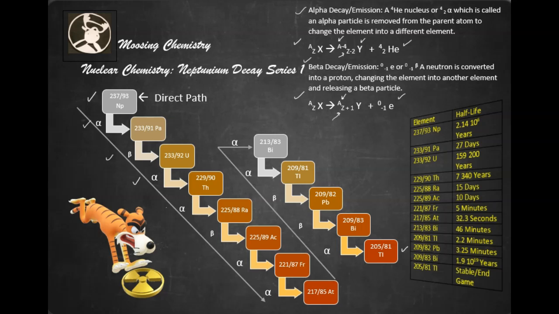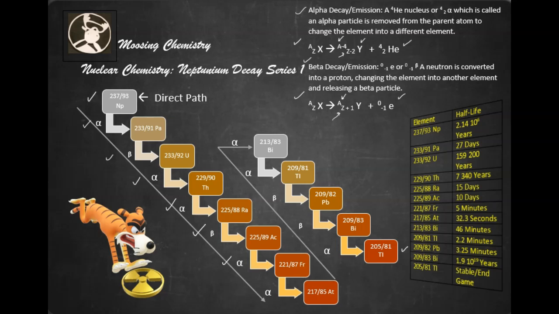Alright, thorium 229 undergoes alpha decay and becomes radium 225. Radium 225 undergoes beta decay and becomes actinium 225. Actinium 225 undergoes alpha decay and then becomes francium 221.